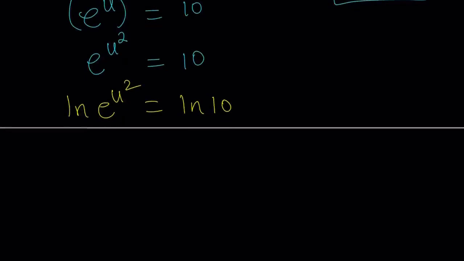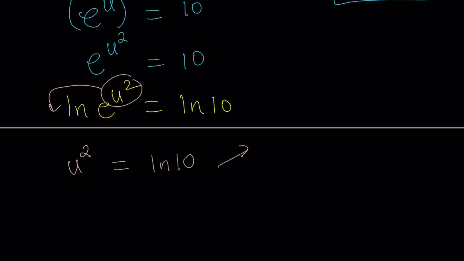So now we're going to go ahead and move this exponent to the front. u squared times ln e, but ln e is equal to 1. So we can just write it as u squared equals ln 10. And from here we get two solutions like before. Remember, there are two numbers whose square equals ln 10. Right? And ln 10 is positive. Why do I keep saying that? Because if you got something like u squared equals negative ln 10, this would not have any real solutions because u squared cannot be negative.